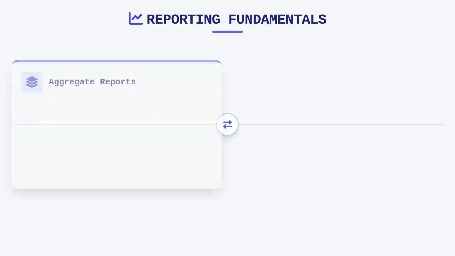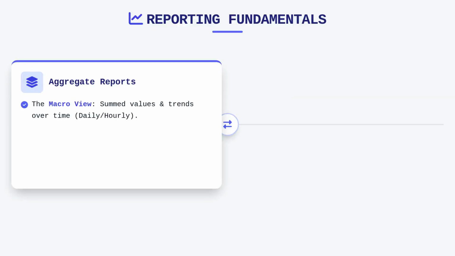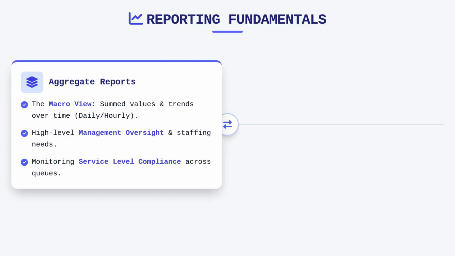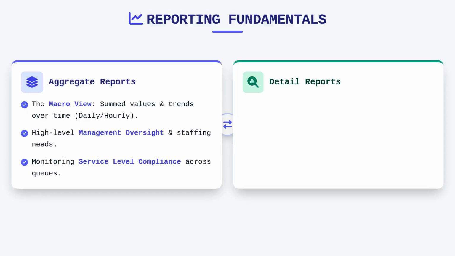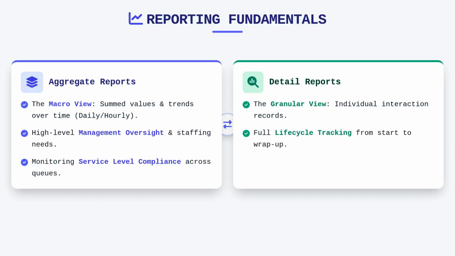Aggregate reports serve as the foundation for high-level management oversight, providing summed values and trends over specific time intervals, such as daily or hourly interaction volumes. These reports are essential for understanding general contact center performance, long-term staffing requirements, and overall service level compliance across queues or agents. In contrast, detailed reports offer a granular view of individual interaction records, capturing the specific lifecycle of a single contact from initiation to wrap-up.